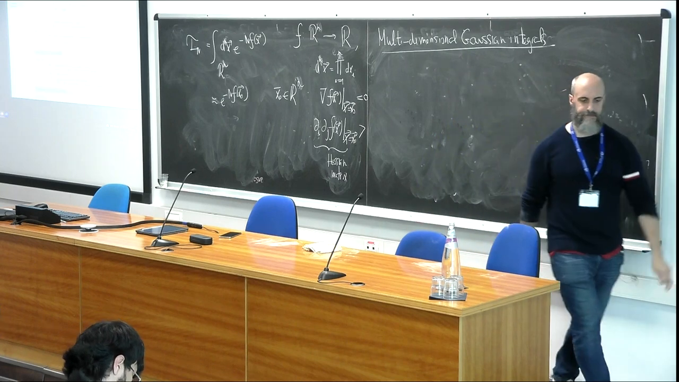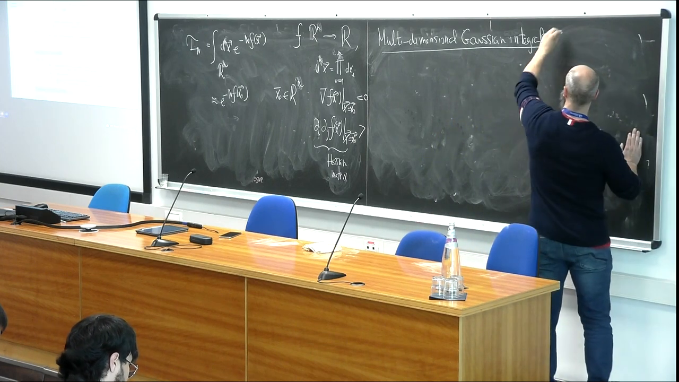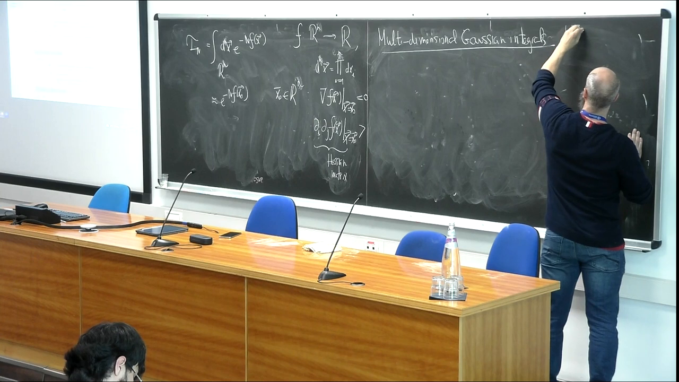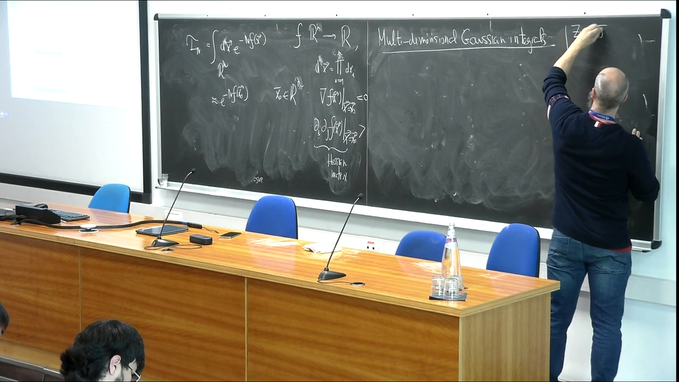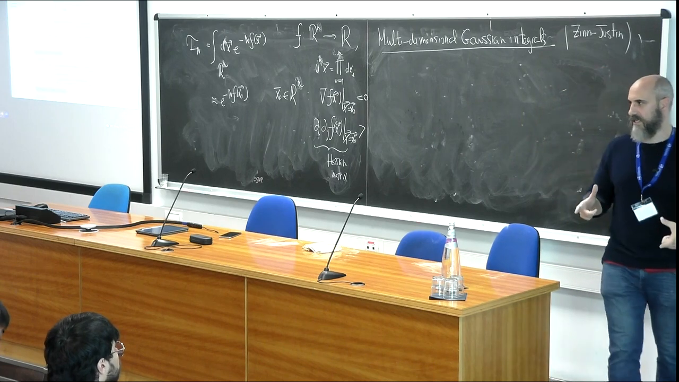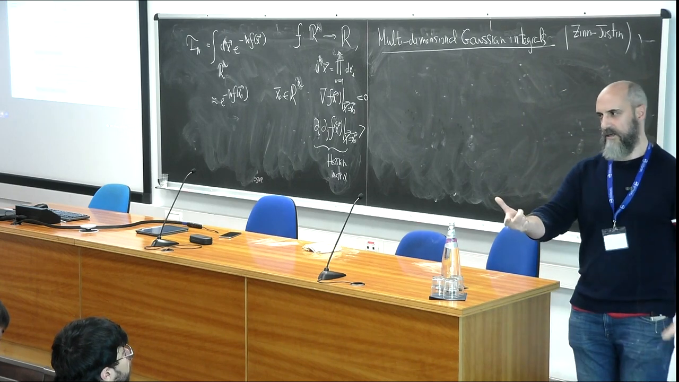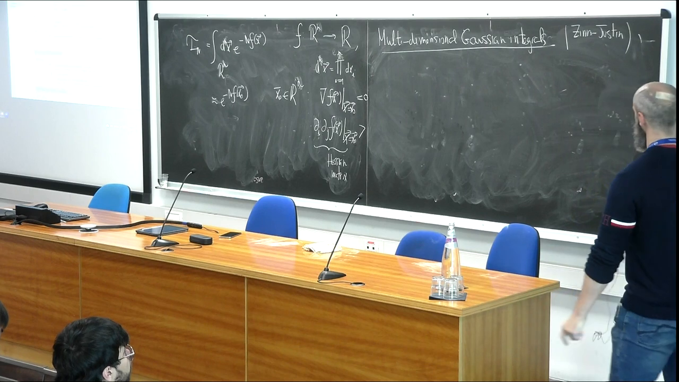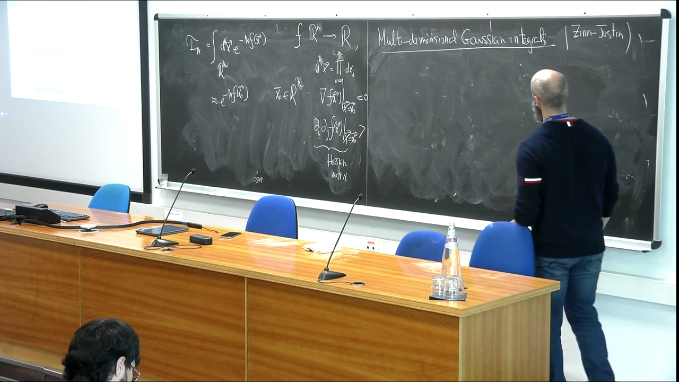So again, if you take the book of Sanjay Ustin, for instance, you find a lot of information in there. It's this very thick book that has like 2,000 pages. This is the black book of condensed matter physics. I forgot the title.